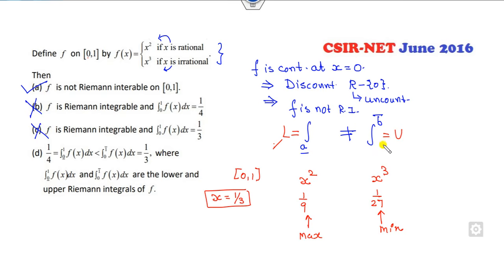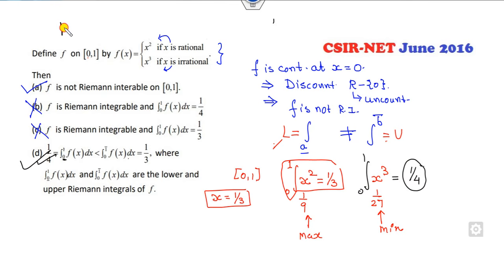So this corresponds to the upper function. What is the integration of this over the domain? It is 1/3. That is my upper sum. What is the lower sum? You can integrate this over 0 to 1. It is 1/4. So the lower sum is 1/4 and the upper sum is 1/3. That is the right answer to this problem.